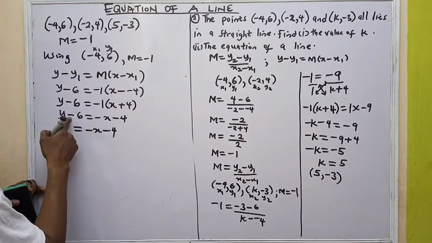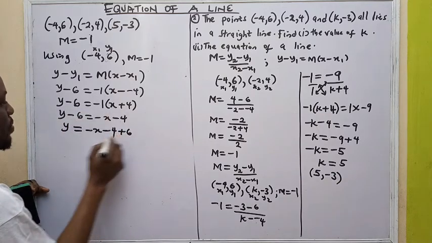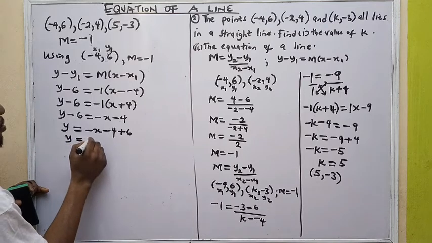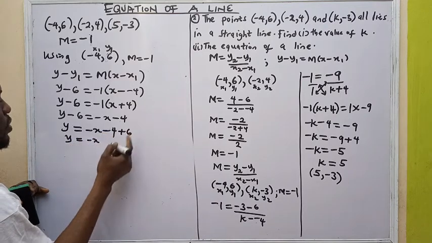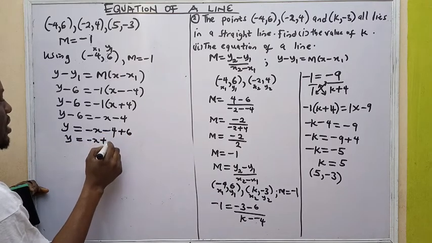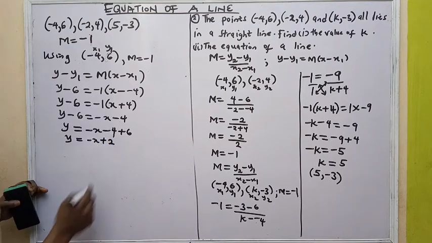So y will be equal to minus x minus 4. This goes there. This is a minus 6. When it crosses the equality sign, it becomes plus 6. So y equals minus x, minus 4 plus 6 will give me plus 2.